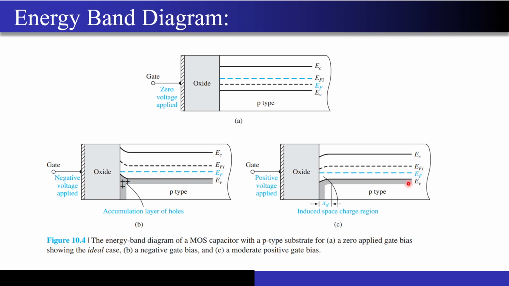So this EF minus EV should be more at the surface because I have pushed away the holes. That's why you can see the bands bending downwards like this, because the EF and EV difference has to increase at the surface to accommodate the pushing of the holes into the bulk. I hope till this point it is very much clear. If you have any doubts, please feel free to ask me any questions.